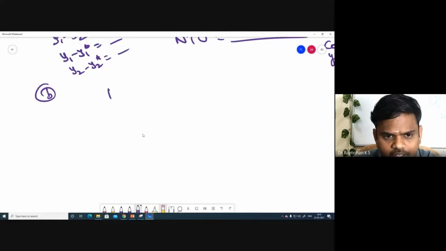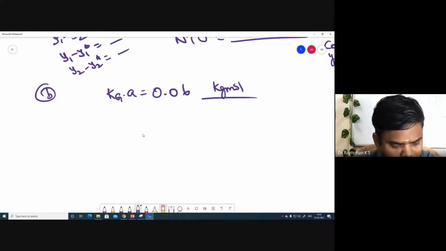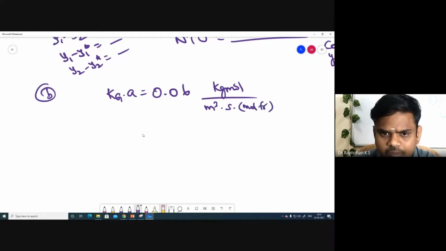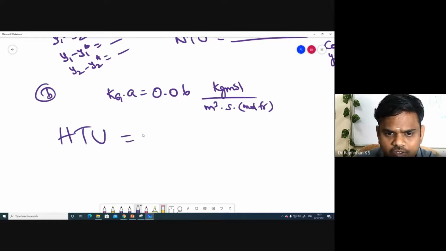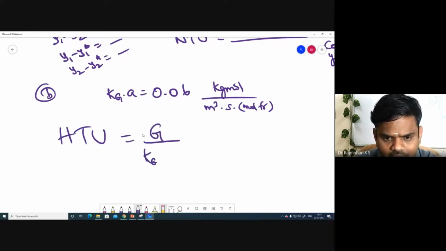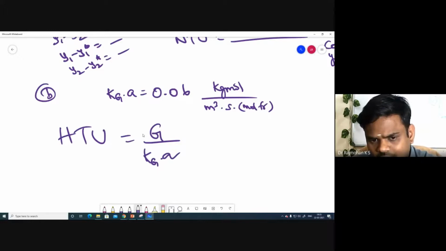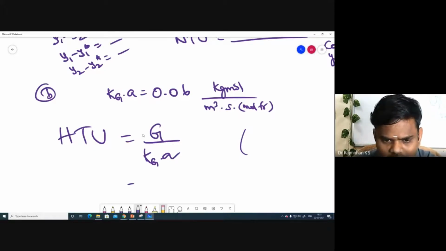Now going to the second part. For the second part, kG into a is given, that is 0.06 with the units kg moles per meter cube second into mole fraction. So NTOG is there, and how do we find the height of transfer unit? HTU is nothing but G by kG into a. For dilute solutions, the 1 by (1 minus y star) value is negligible, so we can simply get HTU equal to G by kG into a.